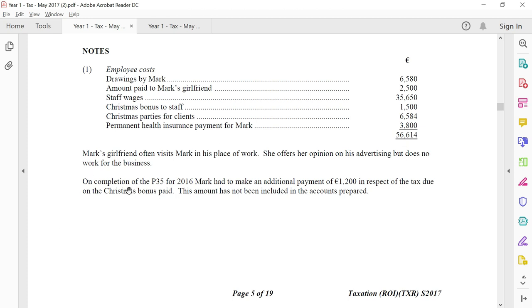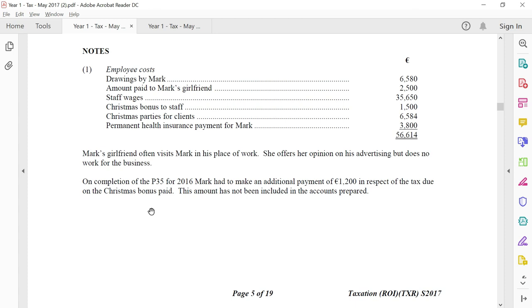My little point here before I move on to note 2 is on completion of the P35. P35s are now gone, but it was a form used by an employer to remit payroll taxes on behalf of his employees. We now have PAY modernisation. So on completion of the P35 for 16, Mark has to make an additional payment of 1,200 in respect of the tax due on the Christmas bonus. This amount has not been included in the accounts.